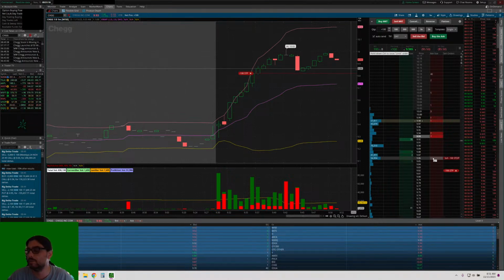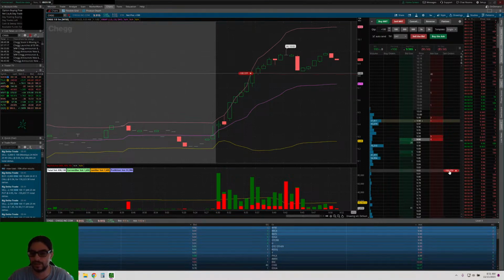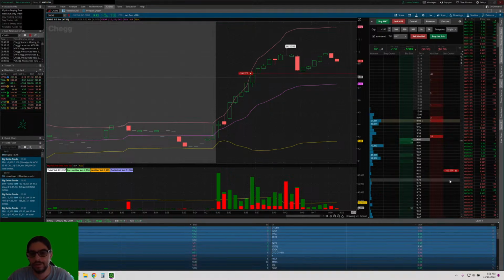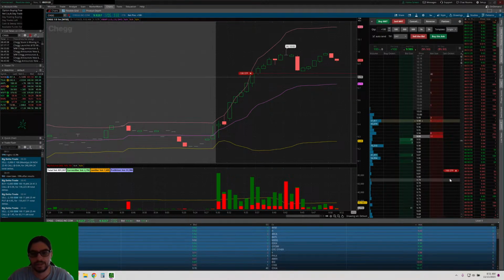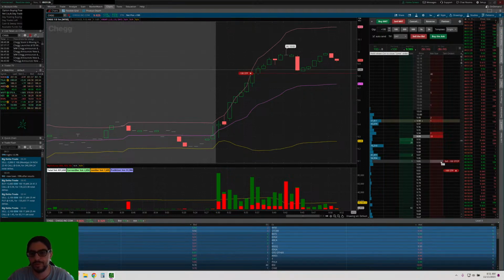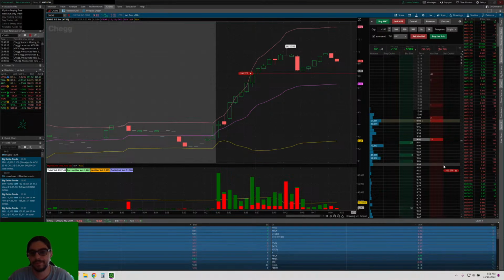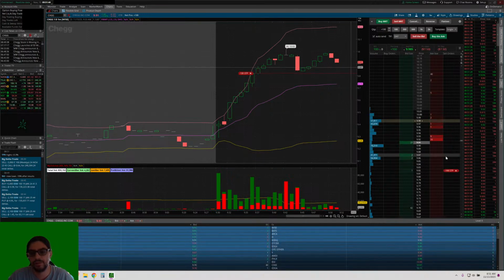If it comes down to this level, that's a different story. I could even probably move it down to say 79, give it just a little bit more room, but I'm not even going to do that. That's where it stopped last time. That's 2 stops below. We'll see what it does.